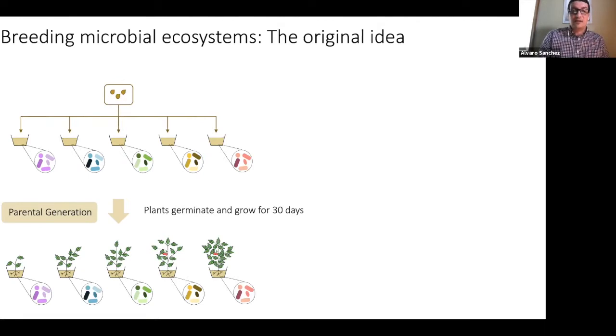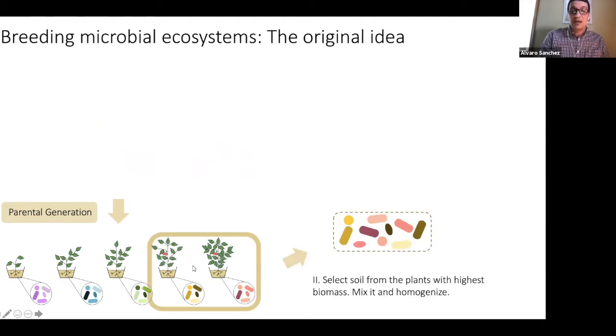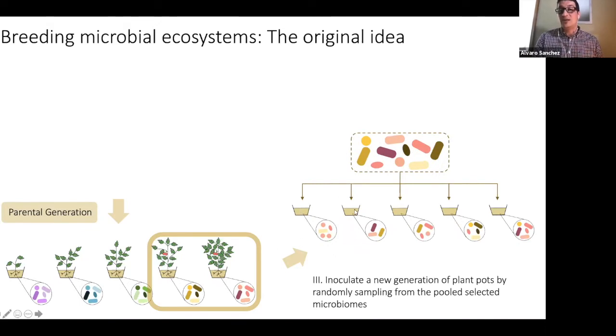And after 30 days, they would weigh the plants that were seen on each one of these pots, and then they would take the pots where the highest biomass was measured. They would take the soil from those pots, mix and homogenize it, and use that as the new inoculum to seed a new generation of pots, right? They would sample from this mixed and homogenized soil from the selected community, from the selected pots, and then add it to different new generation pots.